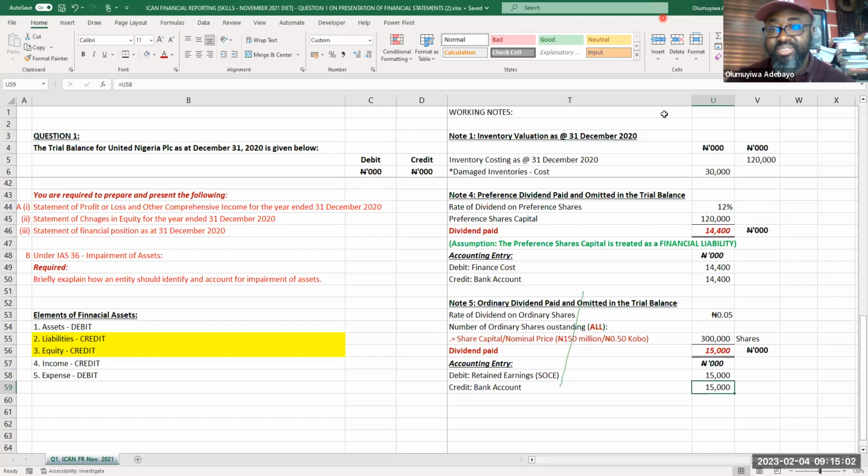Somebody is trying to write on my screen. Let me disable annotation.